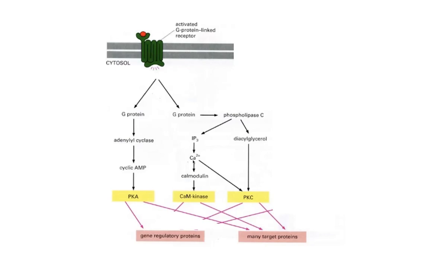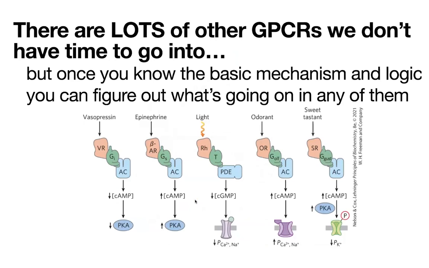Some of it can go and bind to calmodulin. Binding to calmodulin causes it to change shape and interact with other proteins, including our CAM kinase. This can then go and regulate a bunch of other stuff. And that's just a start. There are lots of other GPCRs that we don't have time to go into, but once you know the basic mechanism and logic, you can figure out what's going on in any of them.